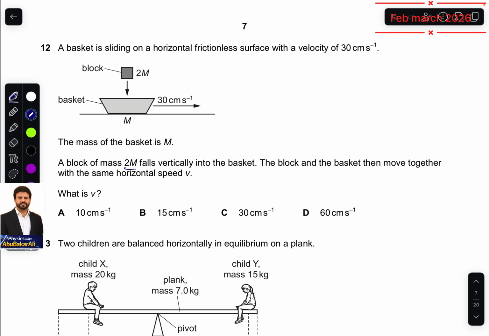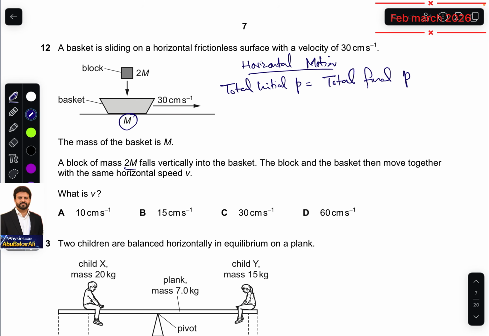If I try to solve this, I'm going to consider the horizontal motion. So what I know is total initial momentum should be equal to total final momentum. Horizontally, the total initial momentum is just of this basket, that is 30m. And after colliding, they are moving together.